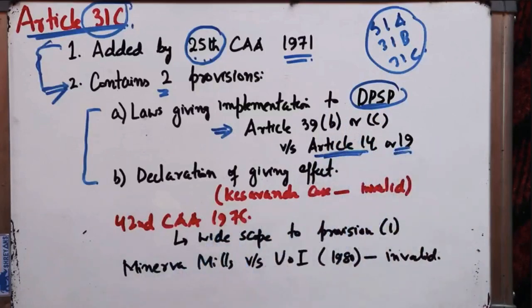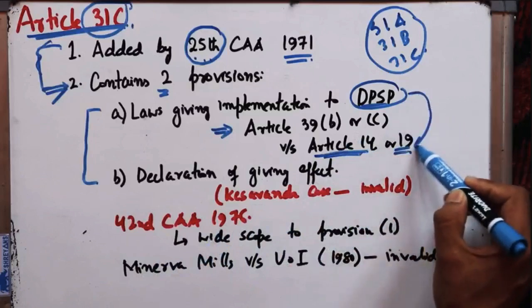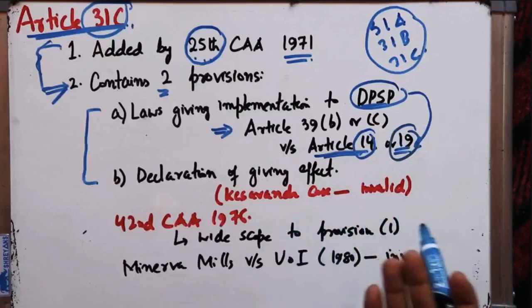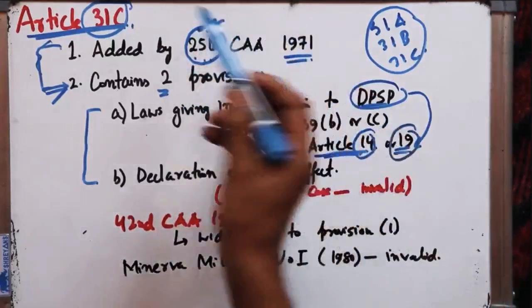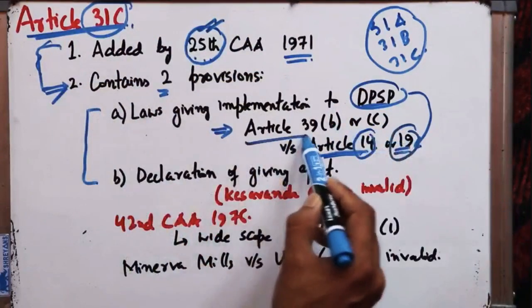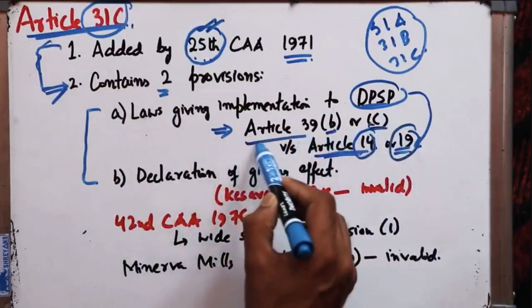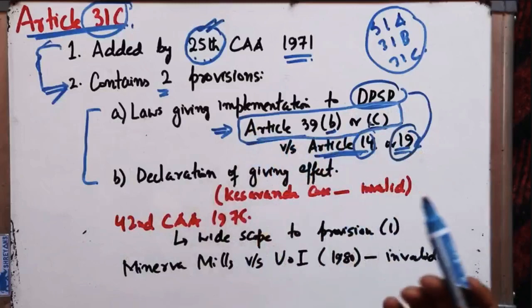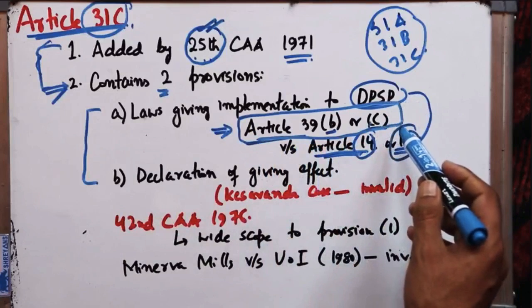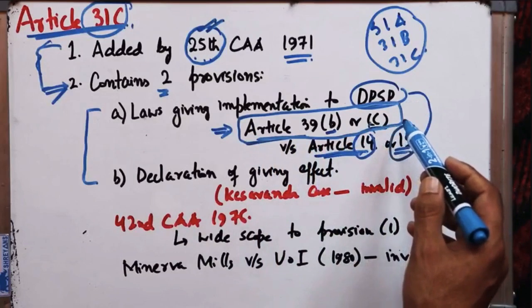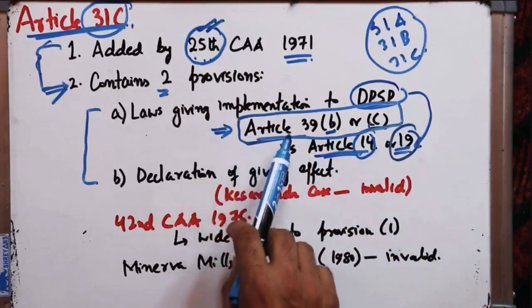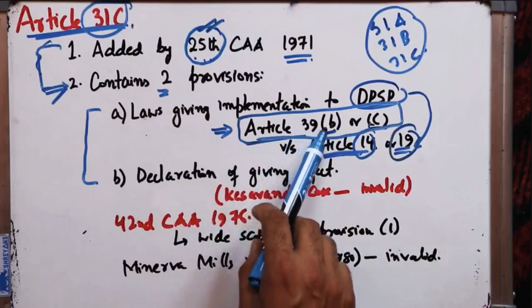I told you that the Parliament made certain laws which were found to be in contravention with Article 14 and 19. So the Supreme Court said that they are invalid, but Parliament made the 25th Amendment Act and added Article 31C to protect all those laws which give implementation to Article 39 clause B and clause C. So all those laws which dealt with the implementation of the directive principles of state policy under Article 39 clause B and Article 39 clause C, which we will deal with under the directive principles of state policy, were made to give effect to them.